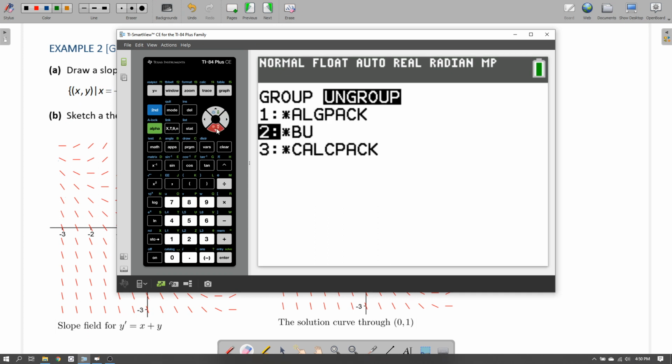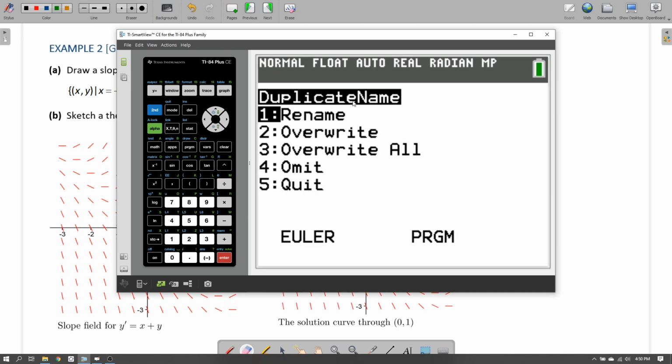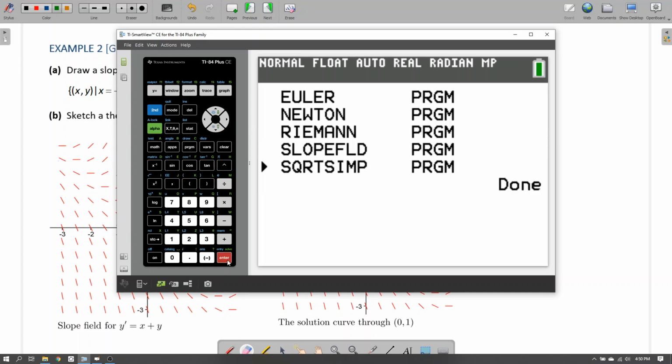This is the same way that we've created backups in the past. We want to choose Calc pack, and I already have all of this installed, so that's why it's saying duplicate, and we're going to just overwrite everything that I already have. This should include these 5 programs here. There's one for Euler's method, which we're doing at the end of the notes, Newton's method, which we did back in a previous chapter, Riemann sums as well as trapezoid sums are in this program, and then slope field and square root simplification. This is just a little bonus one I gave you here at the end. It will simplify square roots for you.